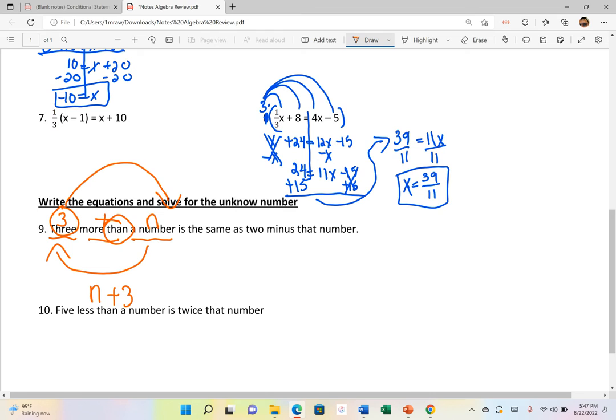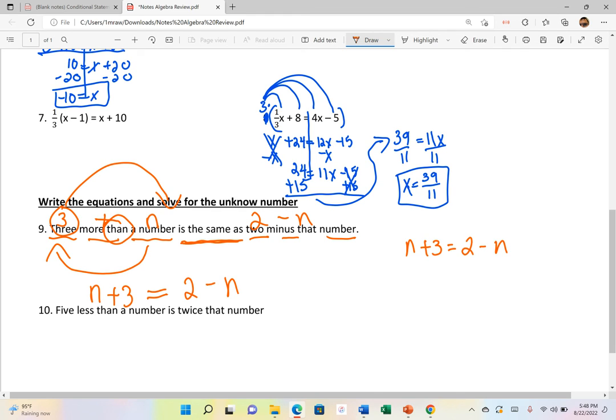Now it says is the same as. That's like saying equals. The next thing, same as 2 minus that number. So 2 minus that number. Now notice it's not minus than or less than, so there's no need to switch. So 2 minus n. All right, so there's my equation. I've set it up using these words. So we've got n plus 3 equals 2 minus n.